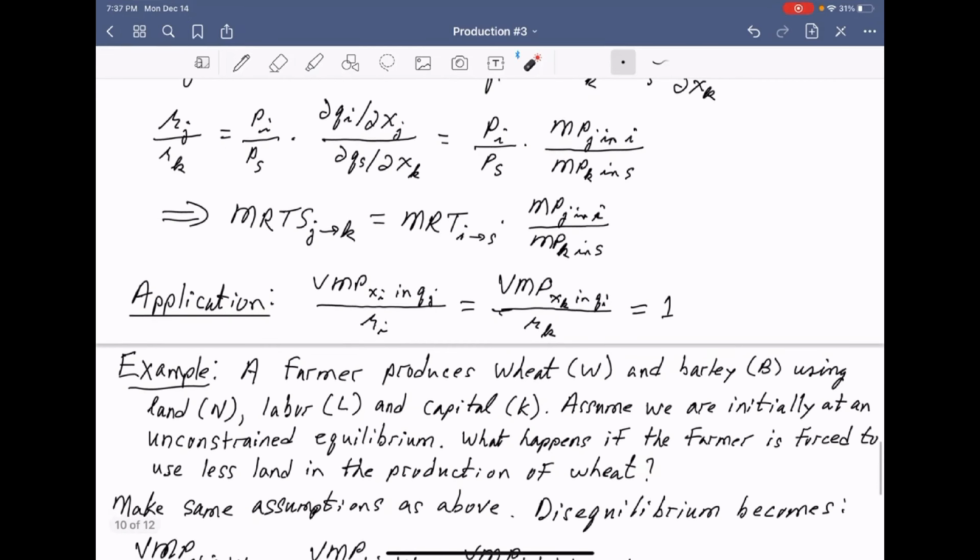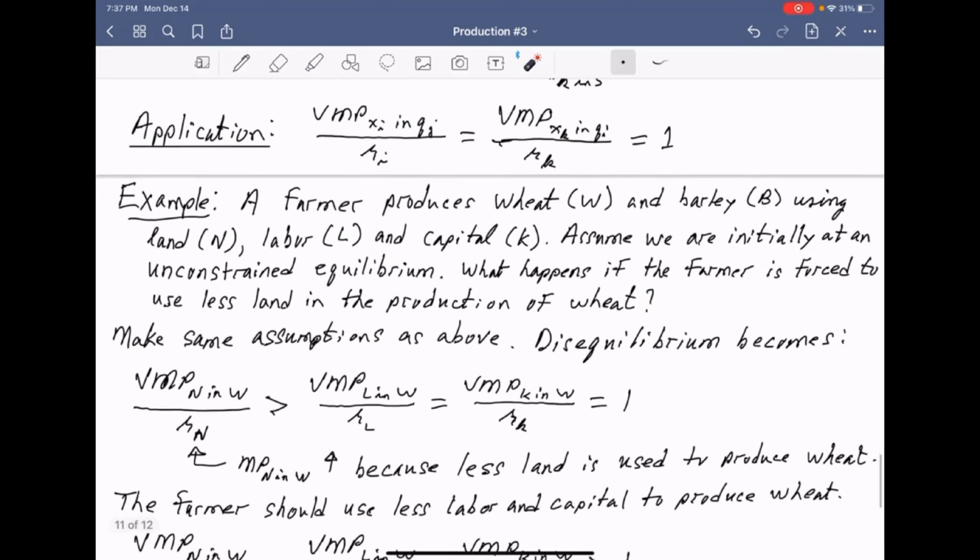An application: we find that the value of the marginal product of input J in the production of I divided by its input price is equal to the value of the marginal product of input K in the production of good I divided by the input price of K, and that has to equal 1. So this is very similar to what we had previously in the example we looked at.